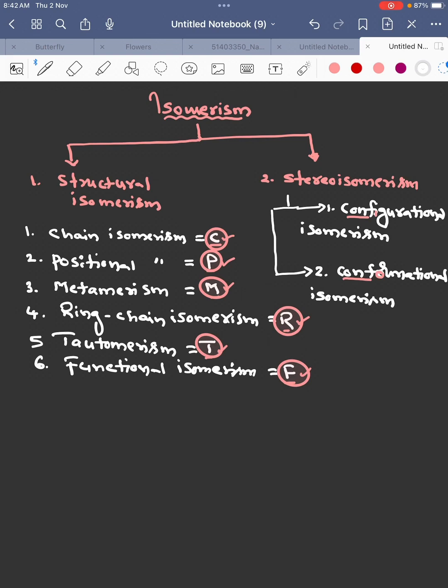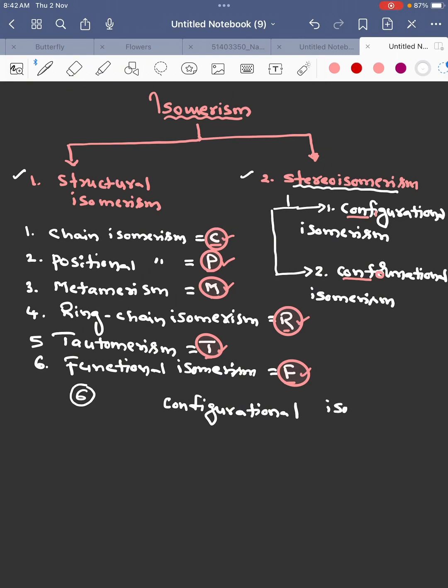My dear students, I will repeat again. Isomerism is broadly classified into two types. One is called structural isomerism. Second part is called stereoisomerism. Under structural isomerism, we have chemistry, physics, maths, revision, test, fail. I mean, there are six types of isomerism possible. And under stereoisomerism, we have configurational isomerism and conformational isomerism. Configurational isomerism comes under stereoisomerism.